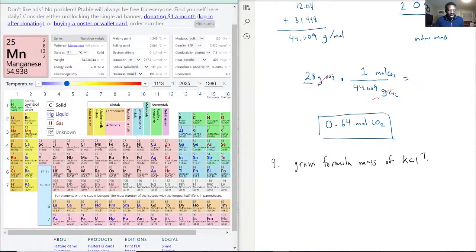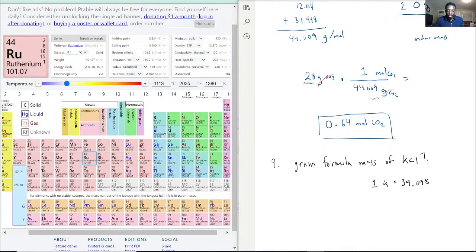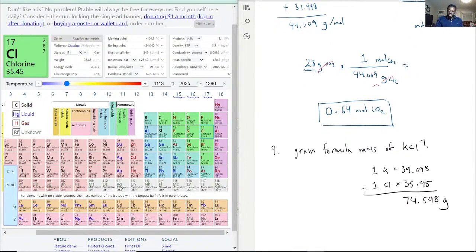So we see that potassium, referring to its molar mass, okay, we have 1 potassium times 39.098, and chlorine, so this compound is potassium chloride, and chlorine is 35.45, so 1 Cl times 35.45, and because they're both ones, we can actually just add it over here, and let's see what we get. 39.098 plus 35.45, 74.548 grams. So this is what we get.